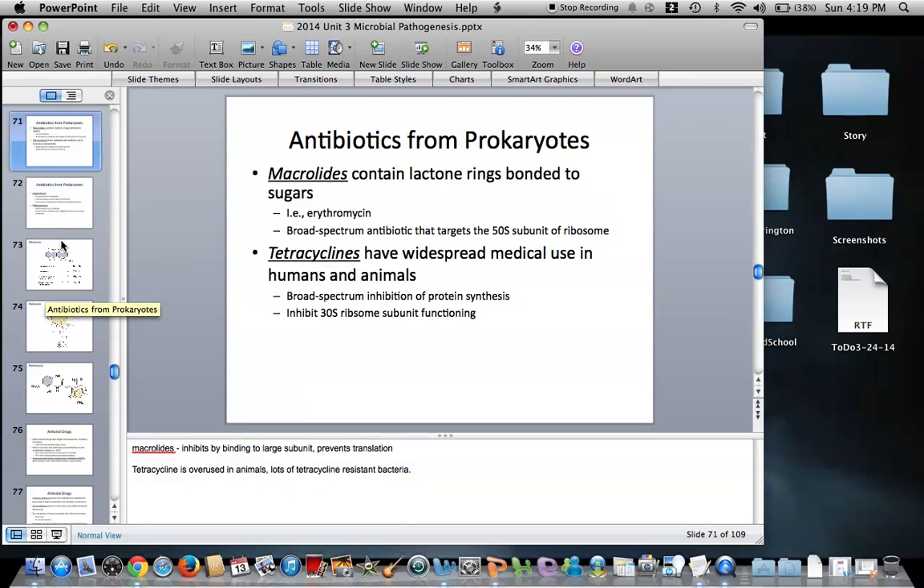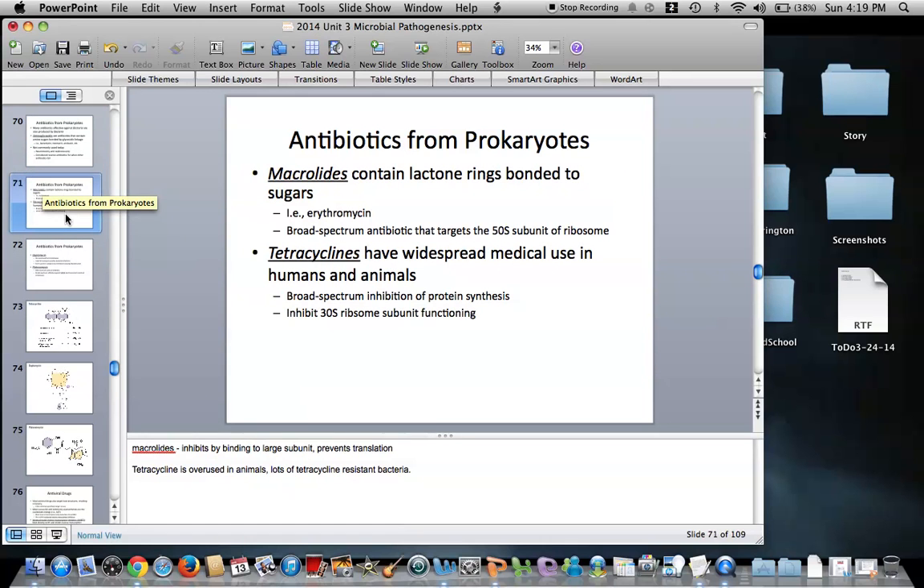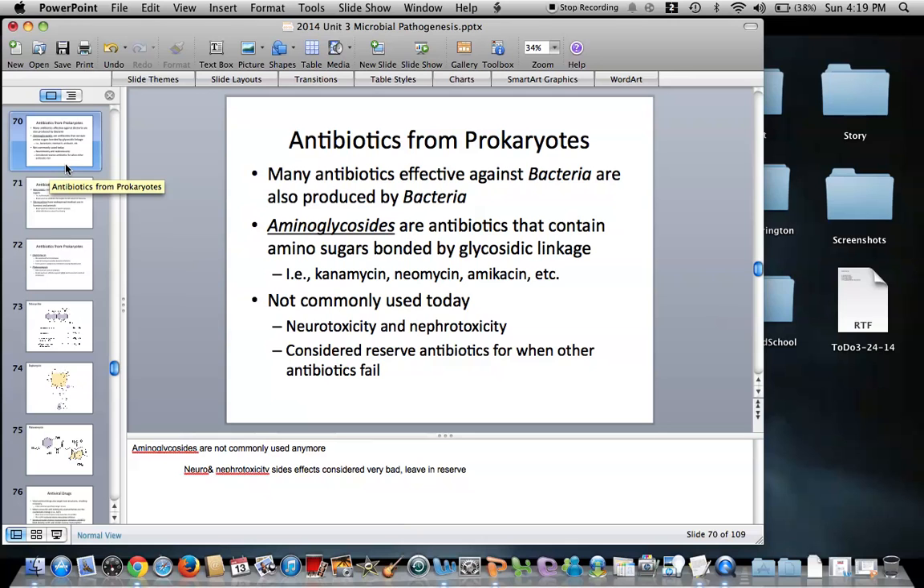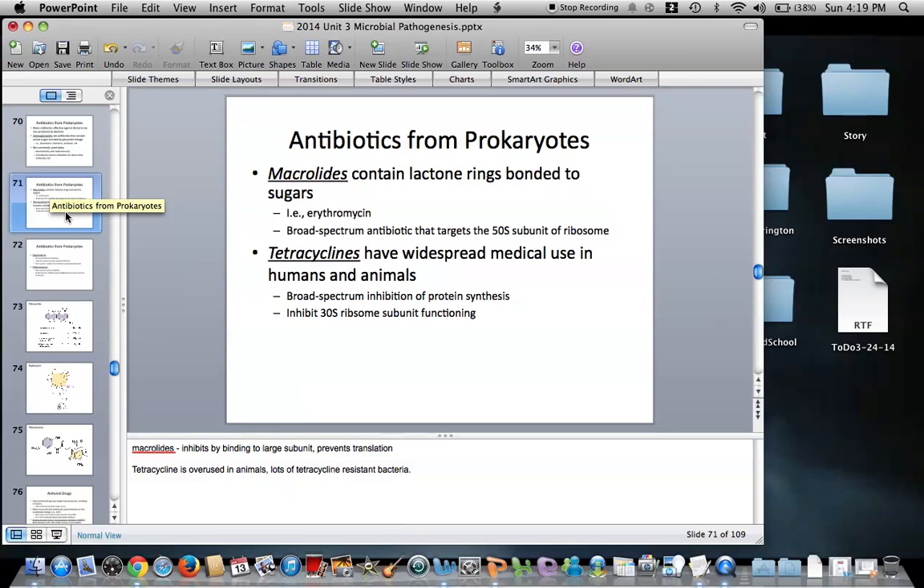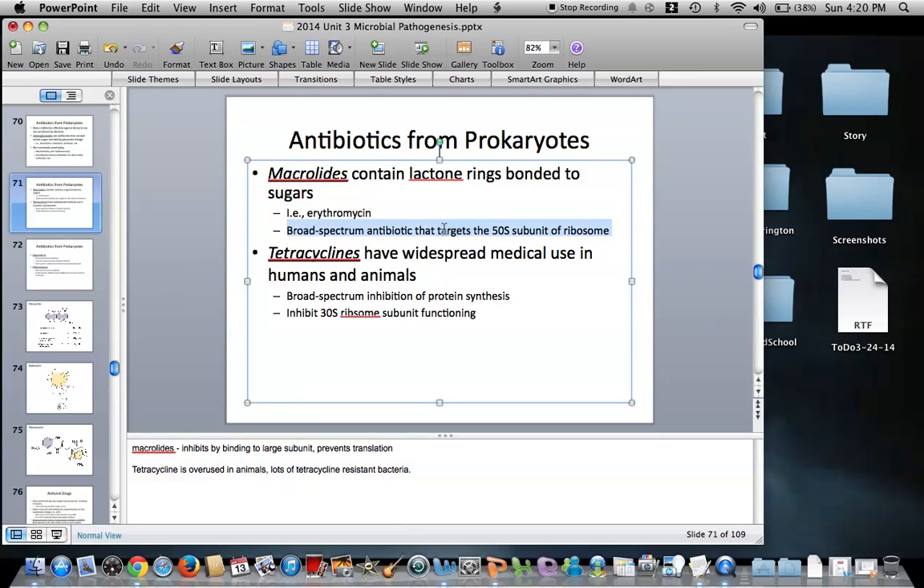Macrolides, they have a lactone ring bonded to sugars, so instead of being like these aminoglycosides, which are pretty straightforward amino acids with glycosidic linkages, these have lactone rings, which are not explained what they are, bonded to sugars. Lactone, probably like lactose, except bonded to sugars. Erythromycin, one of the more popular antibiotics, is one of these. And the reason is it's very broad spectrum since it targets the ribosome. Tetracyclines are the other broad spectrum, and they're on the other half of the ribosome, or whatever percentage of the ribosome that is.